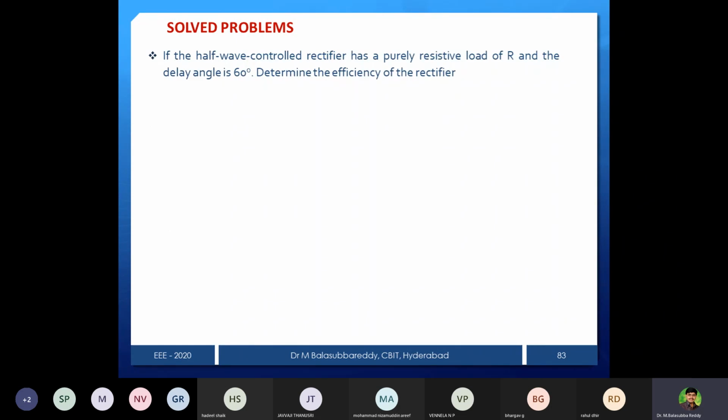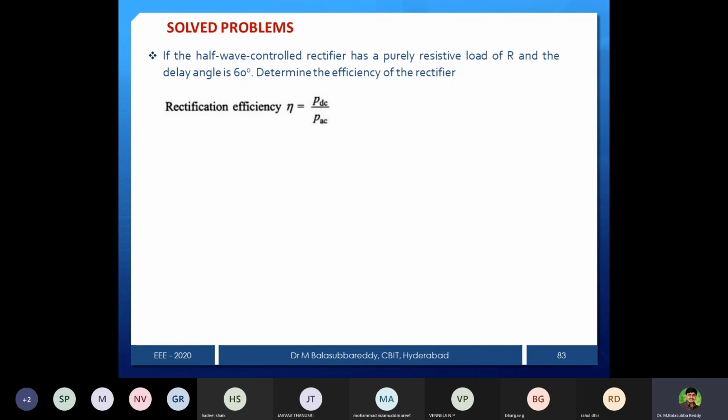You can see it repeated: if a half-wave controlled rectifier has a purely resistive load and the delay angle is 60 degrees, determine the efficiency of the controller. What will happen? In the earlier case it was an RL load, but now it is the case of only R load. Then the expressions will differ. Instead of alpha to beta, now you make use of alpha to pi.